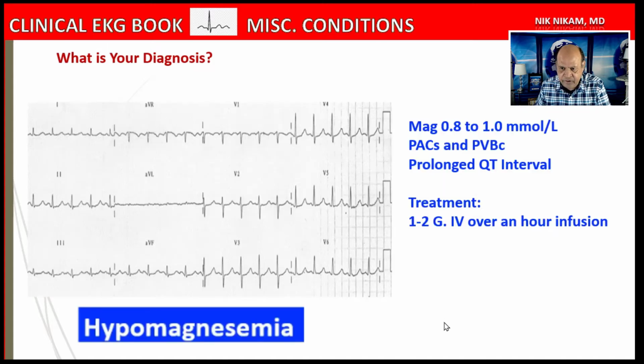And here are some of the findings. Normal magnesium level is 0.8 to 1.0 millimoles per liter. Low magnesium can result in premature atrial complexes and premature ventricular complexes, and the characteristic feature would be prolonged QT interval. And of course, this can be easily treated by giving 1 to 2 grams of magnesium in 100 cc saline infused over 1 to 2 hours. So always keep in mind hypomagnesemia when you are dealing with a long QT interval.